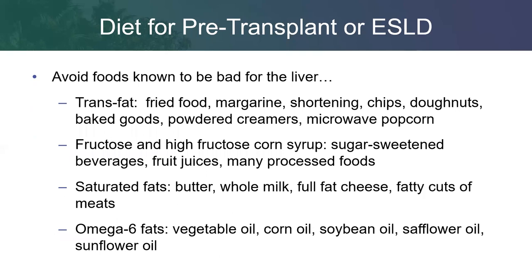So avoiding foods, of course, that we know are bad for the liver. So foods high in trans fat, high fructose corn syrup, saturated fat, or high amounts of omega-6 fats. We try to counsel them on minimizing these foods that are not necessarily beneficial to a liver that is failing.